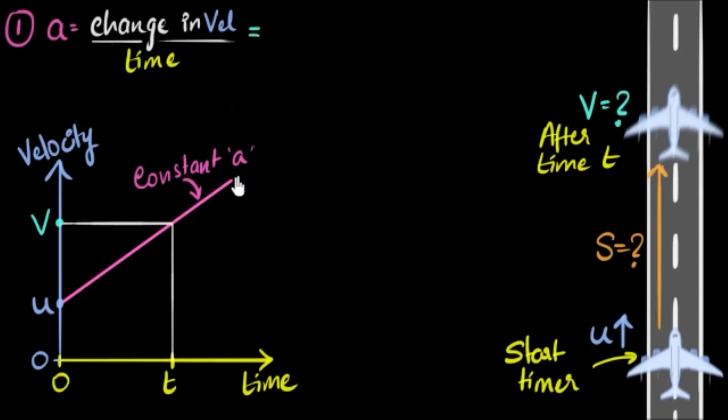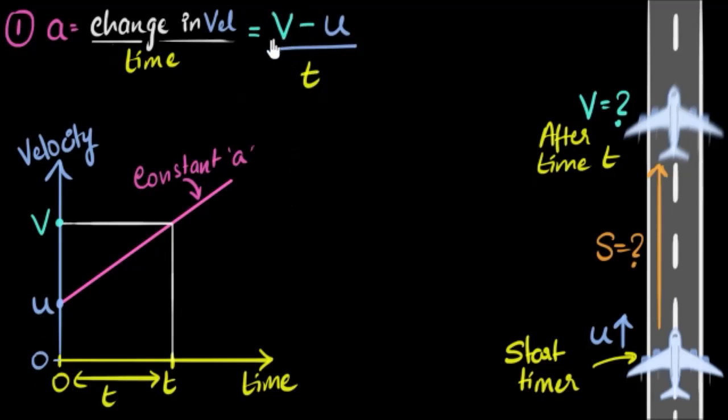So in our case, what's the change in velocity? Well, the final velocity is v, initial velocity is u, so the change is v minus u. v minus u divided by what is the time it takes to change that? From here to here, the time is t.